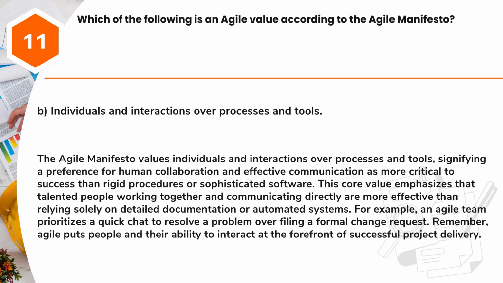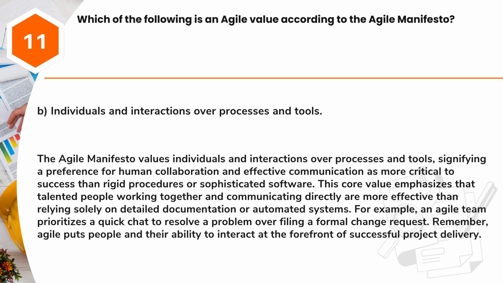Answer: B. Individuals and interactions over processes and tools. The Agile Manifesto values individuals and interactions over processes and tools, signifying a preference for human collaboration and effective communication as more critical to success than rigid procedures or sophisticated software.